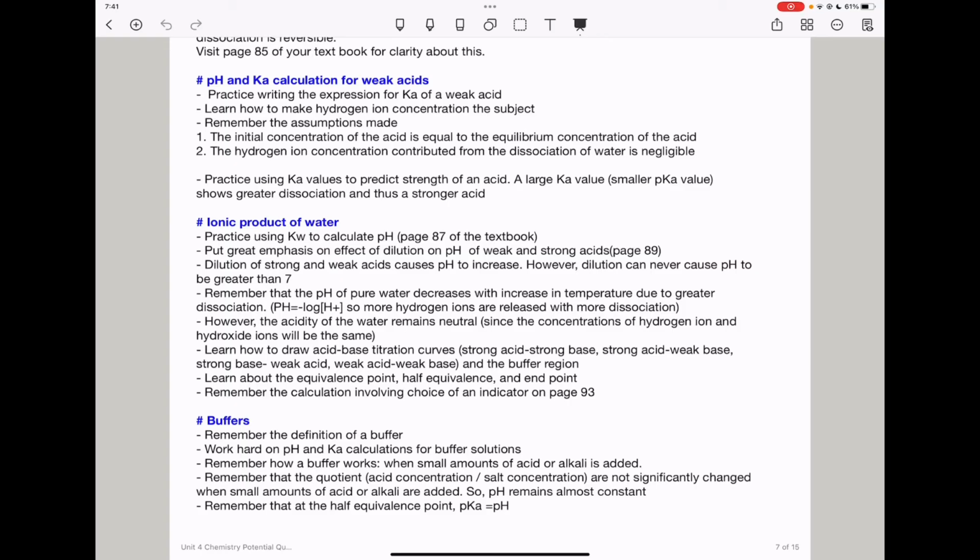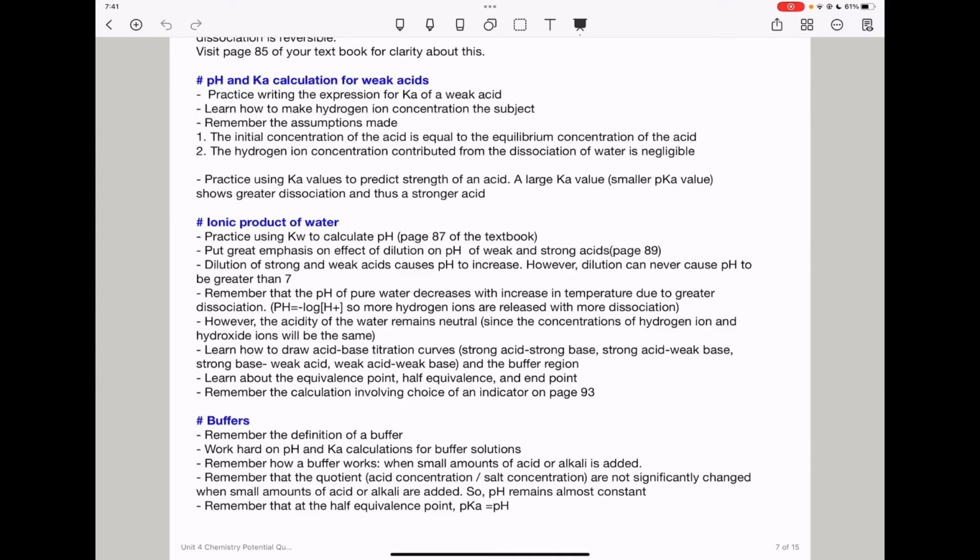And again, in a buffer solution, when small amounts of acid or alkali are added, the quotient, which is the concentration of the acid divided by the concentration of the salt, is not significantly changed, and therefore the pH of that buffer solution will not be significantly changed, or we could say it remains almost constant. They could also ask questions about the half equivalence point, so please remember at half equivalence, pKa is equal to pH.